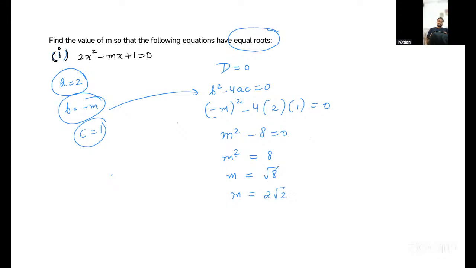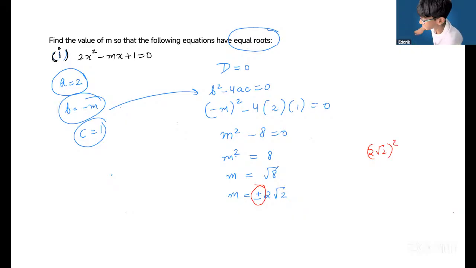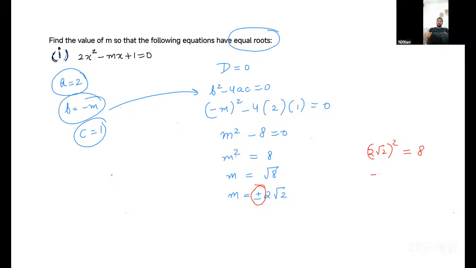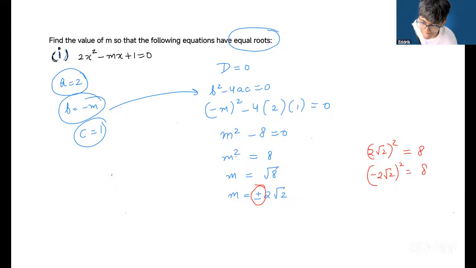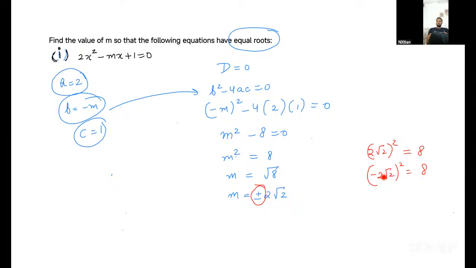And we have to write like this, guys. m equals plus minus 2 root 2. Now, what is the significance of this sign? The significance is that the root 8 value can be minus and can be plus. Why? Because if I do 2 root 2 square, what is the answer, guys? 2 square is 4, and root 2 square is 2, so 8. And if I do minus 2 root 2 square, then what is the answer? It is again 8. Why? Minus and minus will become plus, 2 square is 4, and root 2 square is 2, 4 times 2 is 8. So it will be plus 8.